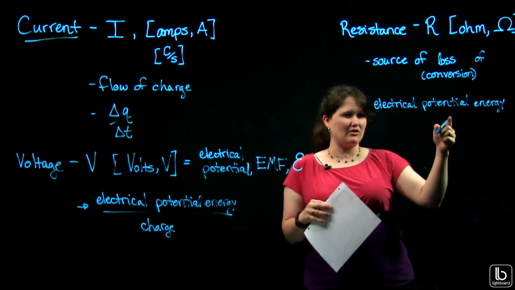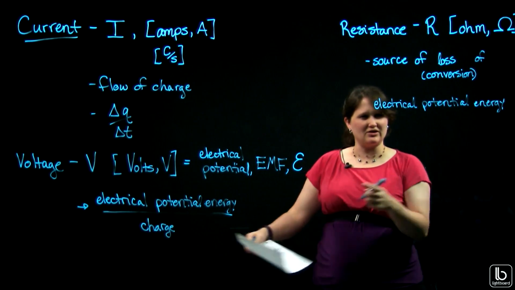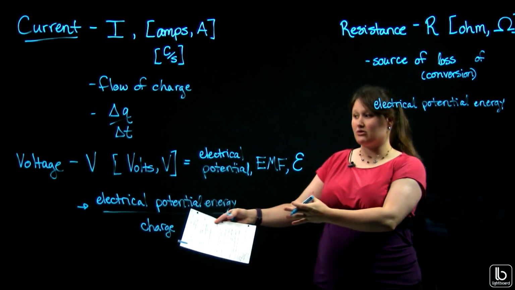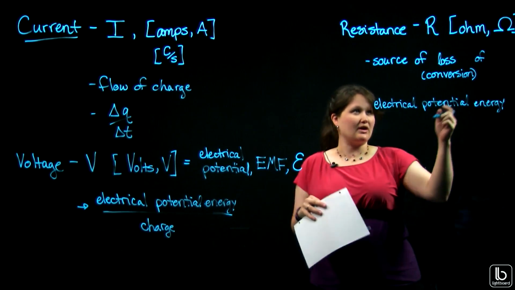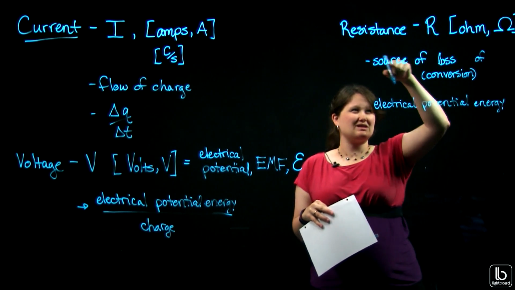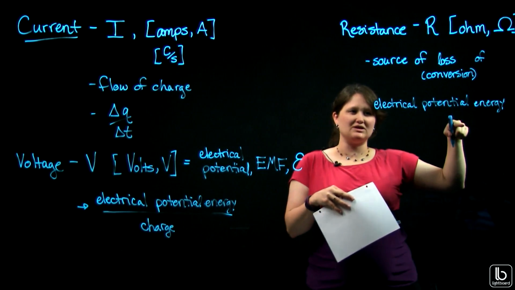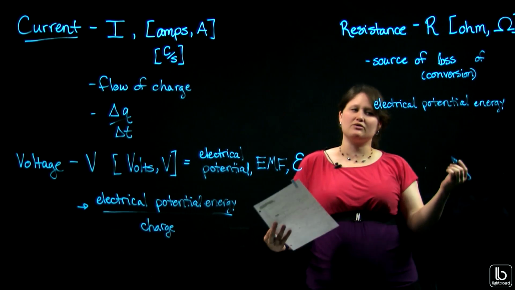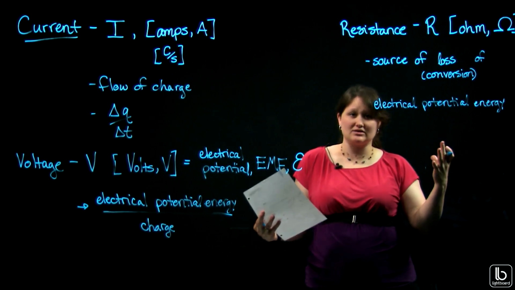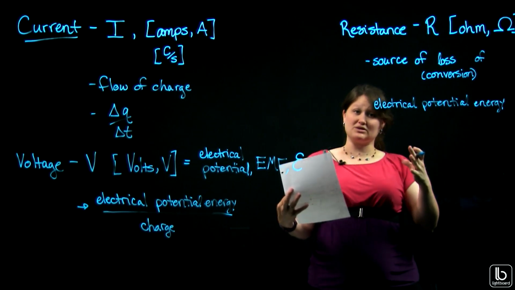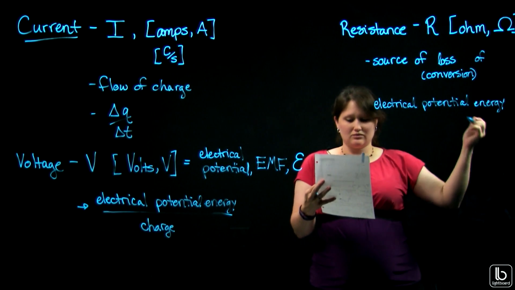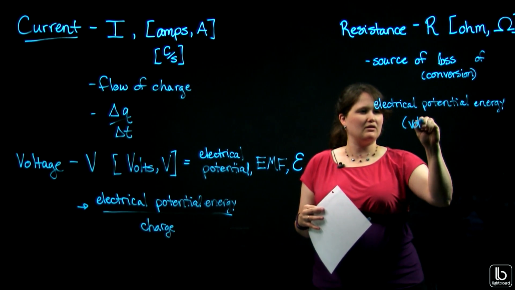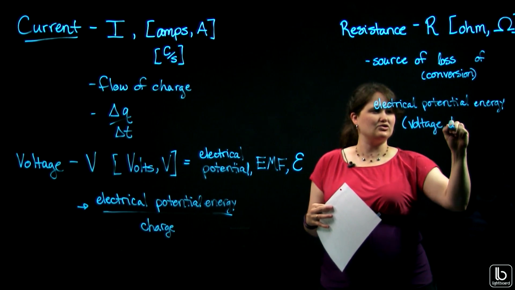In other words, remember our electrical potential energy is related to our voltage. So if we lose electrical potential energy, what's happening to our voltage? It's dropping, right? So if resistance is a source of loss of electrical potential energy, it's also a conversion of energy, because we know that energy is never actually gained or lost. We know that energy is actually always conserved. So if we're dropping electrical potential energy, we also call that a voltage drop.